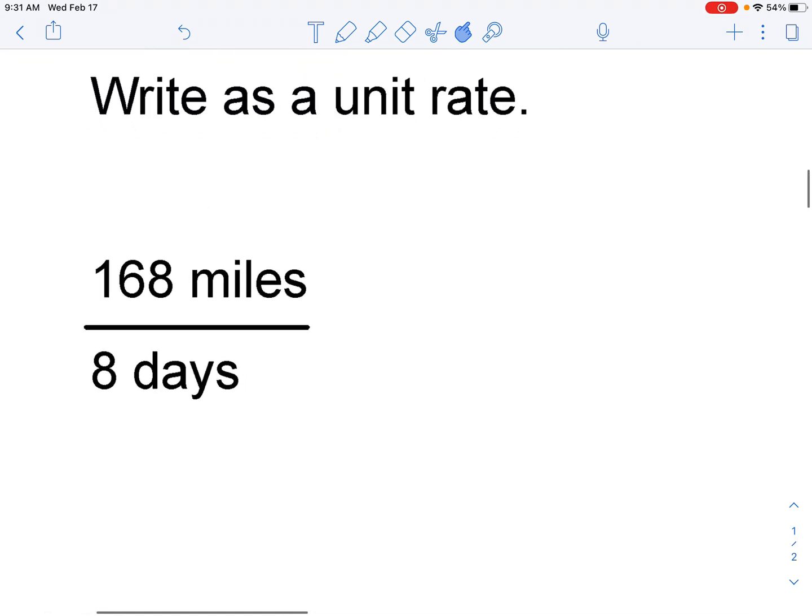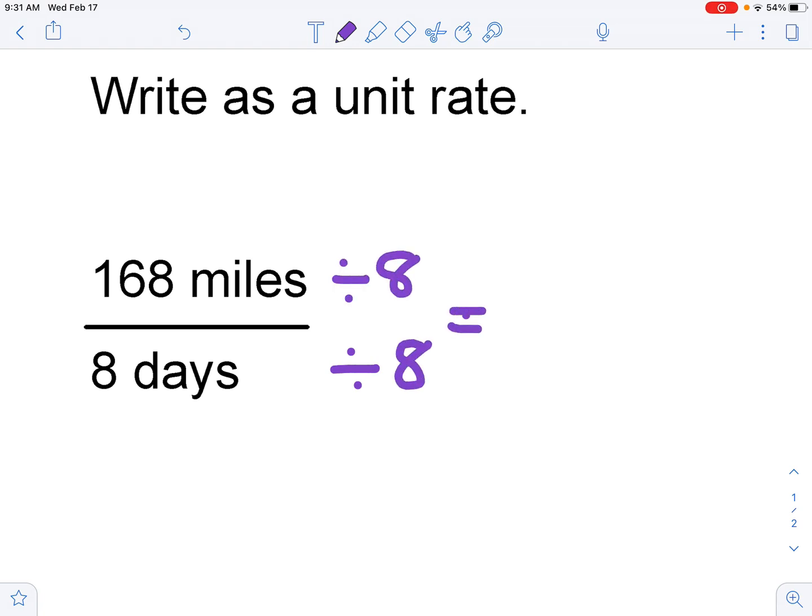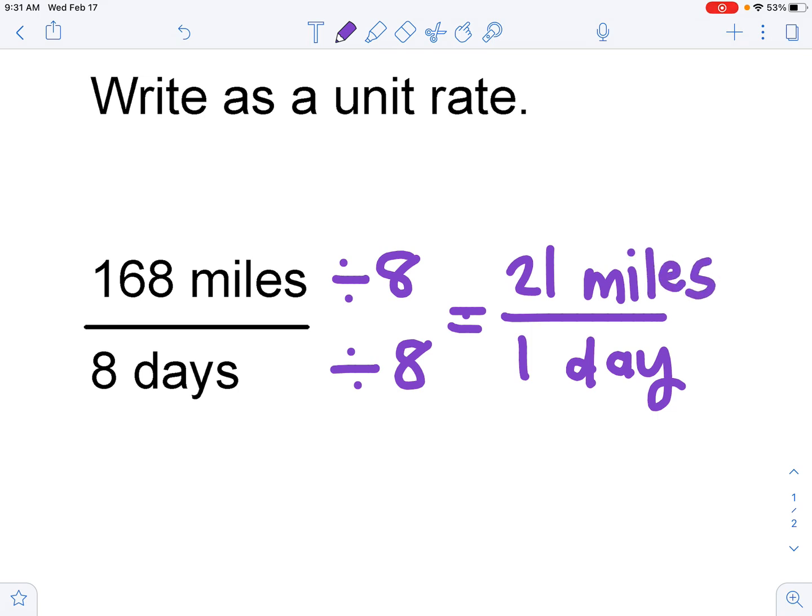This problem says to write as a unit rate. So rates are different than ratios because rates have 2 labels, and because it's a unit rate, we need a 1 on the bottom. So in order to get a 1 on the bottom, I'm going to divide both of these by 8, because what happens on the denominator is that I'm left with 1 day, and that's what I'm looking for, that unit rate, figuring out how many miles in 1 day. Using my calculator, I'm going to take 168 divided by 8, and I get 21 miles.